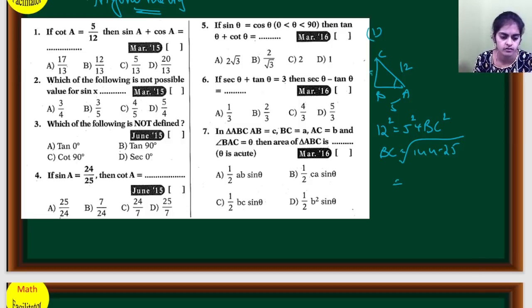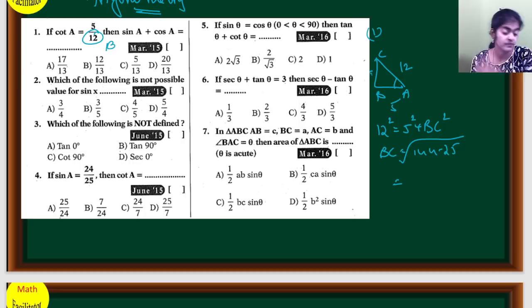Yes. And here you are not getting the answer correctly. You will get root 119. So let me check if this is also a wrong question. It has to be 13. If you want the options, then this should be 13. Give me 1 second. Yes, they gave it as 17 upon 13.